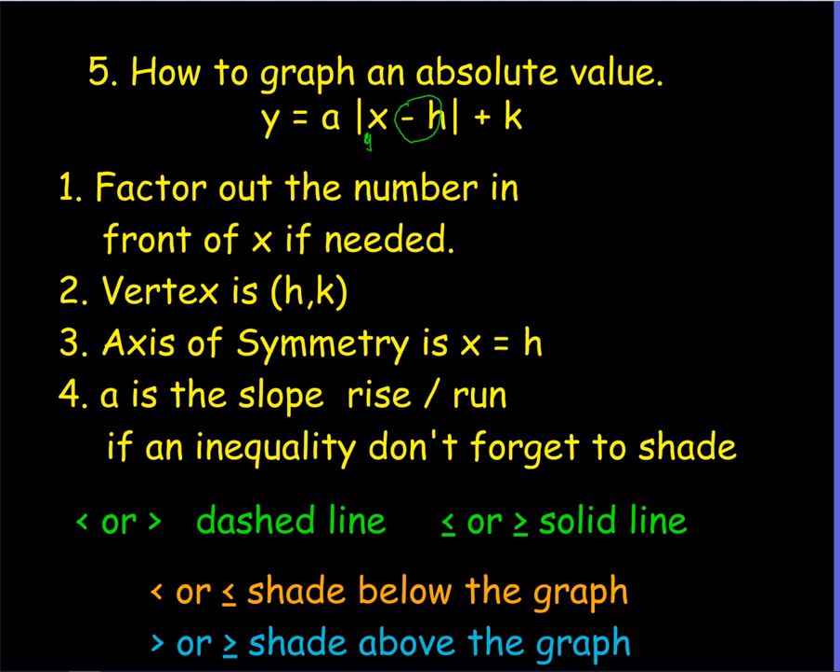Your axis of symmetry is that folding line. That's going to be at the equation x equals h. a always represents the slope of the line, which is the rise over the run. Don't forget that if it's an inequality that we are graphing, we have to shade those graphs. If it's a less than or greater than symbol, we're going to have a dashed line. Less than or equal to or greater than or equal to, we're going to have a solid line. If it is less than or equal to, we're going to shade below the graph, and if it's greater than or equal to, we will shade above the graph.